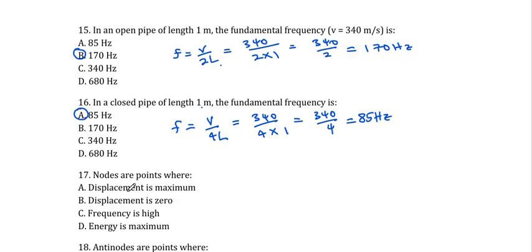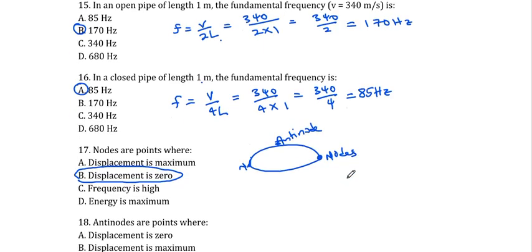Now the next one says, nodes are points where. A says displacement is maximum, B says displacement is 0, C says frequency is high, D says energy is maximum. The answer is that displacement is 0. A node only appears on a stationary wave like this. So these are nodes. At this point there is no displacement. This is where you have maximum displacement, which is the antinode. So this is called the antinode and this is called the nodes.